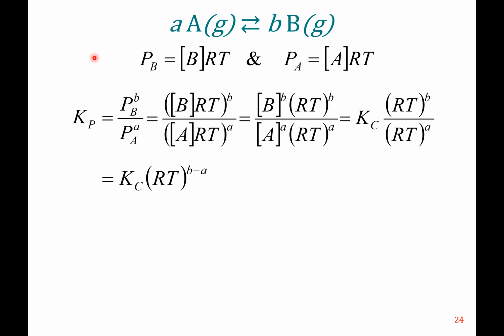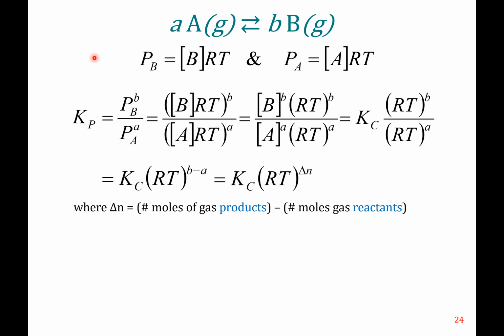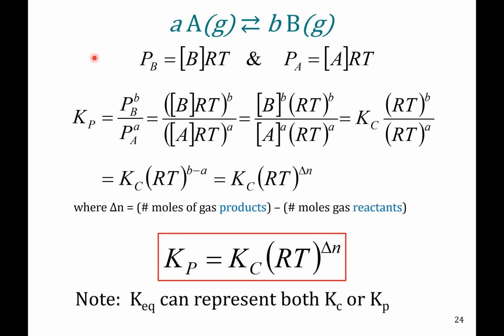Okay, so Kp is equal to Kc times (RT) raised to the (b minus a). And this b minus a is equal to the delta n, where delta n is the number of moles of gas products minus the number of moles of gas reactants. So my final expression again: Kp is equal to Kc times (RT) raised to the delta n.